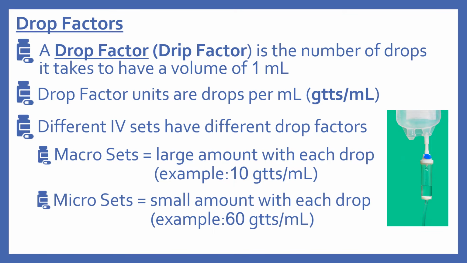And then there are micro sets, and micro means small. So you can think of these as having a small amount with each drop. An example would be 60 drops per milliliter. The drops are small, so it's going to take more drops for 1 milliliter. In this case, 60 drops.